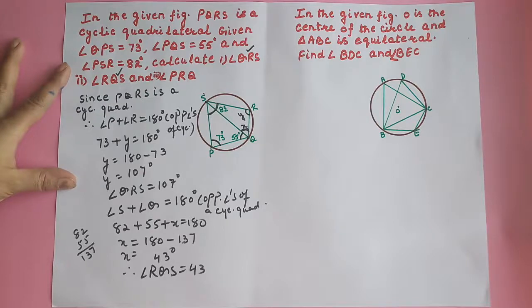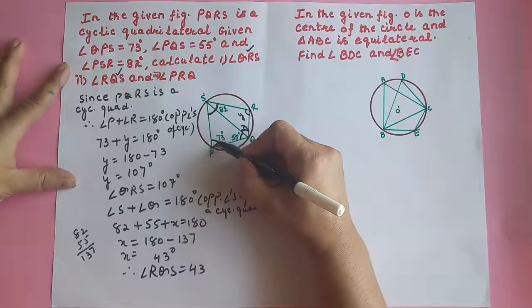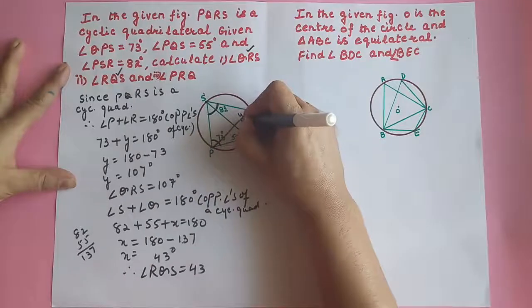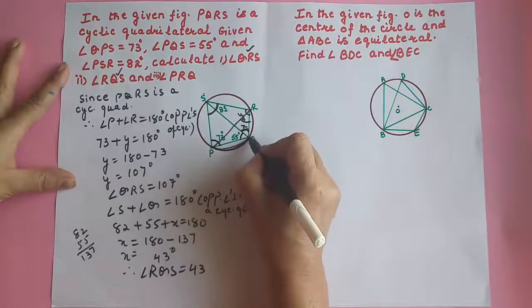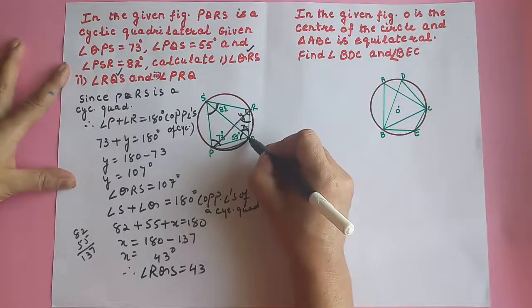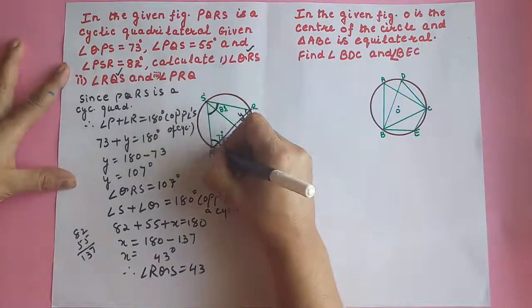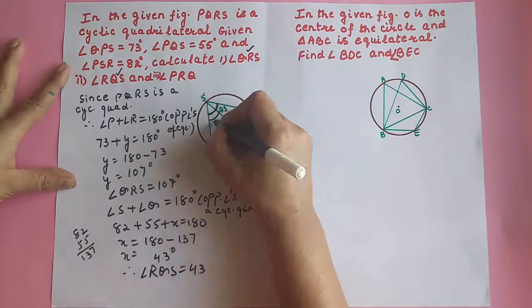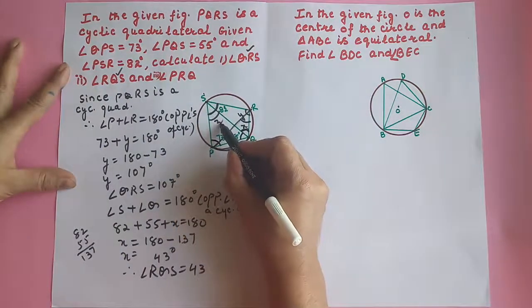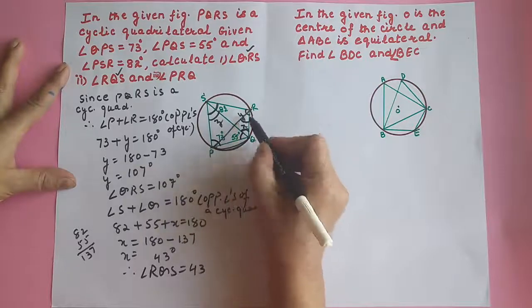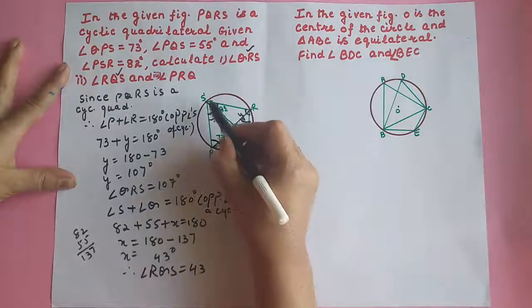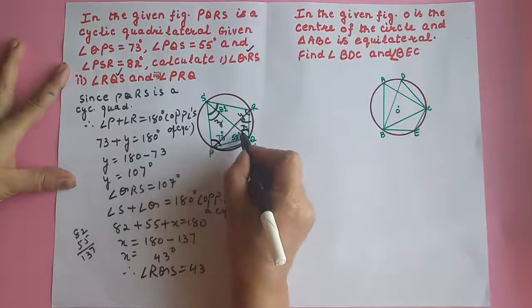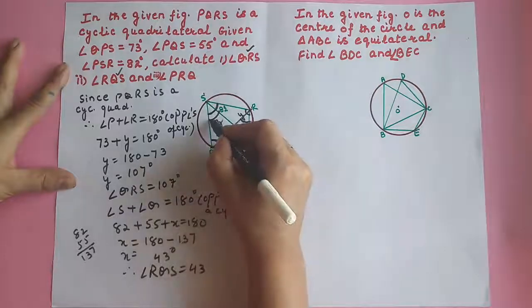Now the third part. He wants us to find angle PRQ, that is this angle. Now if we look at arc PQ, it subtends angle PRQ as well as angle QSP. That means if we are able to find this angle, let me name this angle as Z, it will be equal to angle PRQ. Now, how will we find this angle Z? We will take triangle PQS. In this triangle, two angles are already given to us. We can calculate this Z.